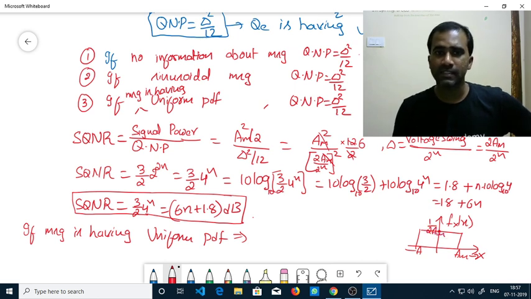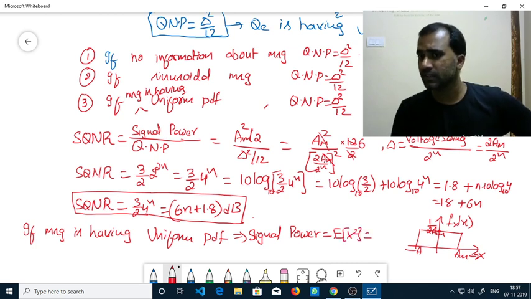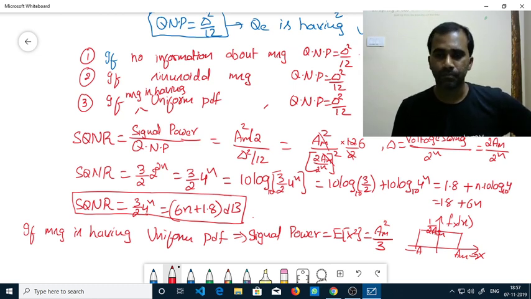Now, if you want to find the signal power for the message, how do you find it? If the message is having uniform PDF, then signal power is equal to expectation of x square. And if you find expectation of x square for this one, it will turn out to be AM square divided by 3. You can use the formula that we have used, integration of x square into fx of x dx. If you use that, you'll be getting AM square by 3. So if the message is having uniform PDF, then signal power is AM square by 3.